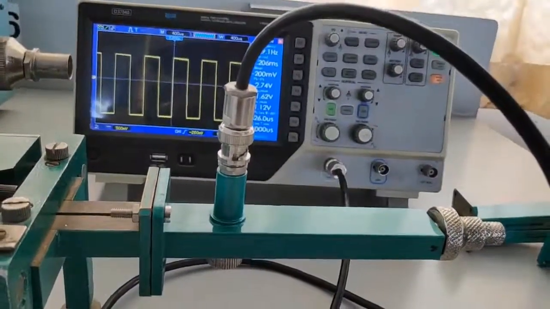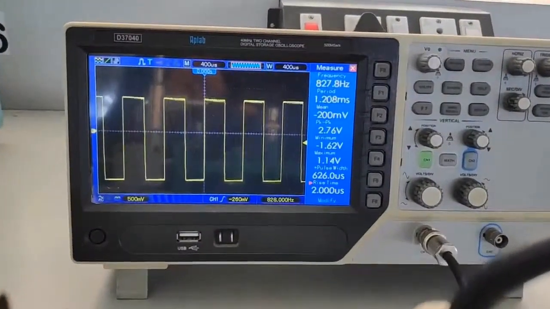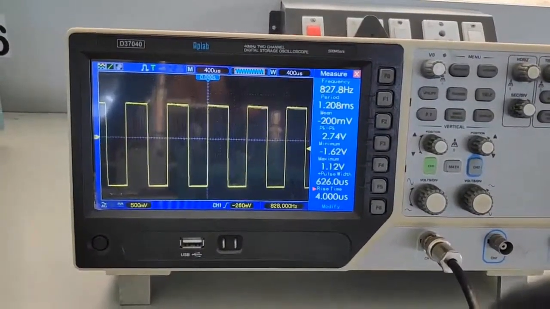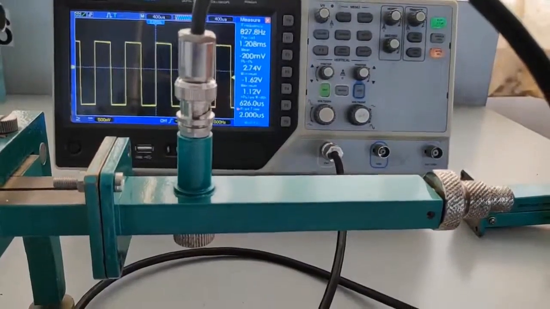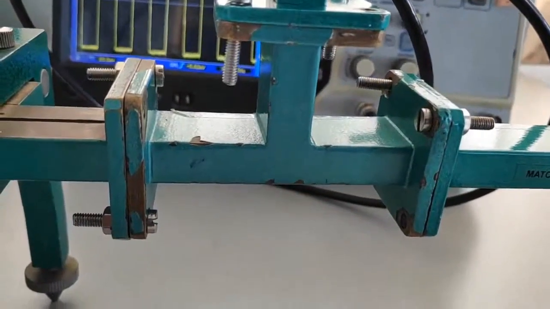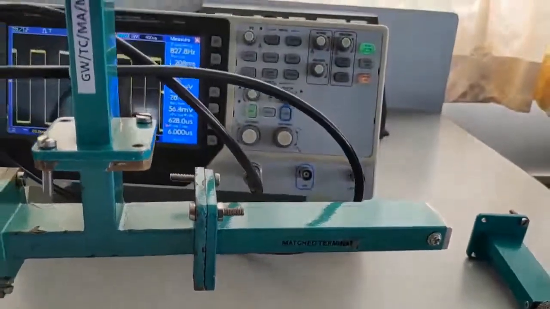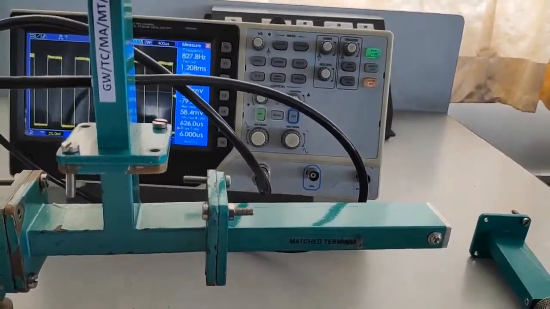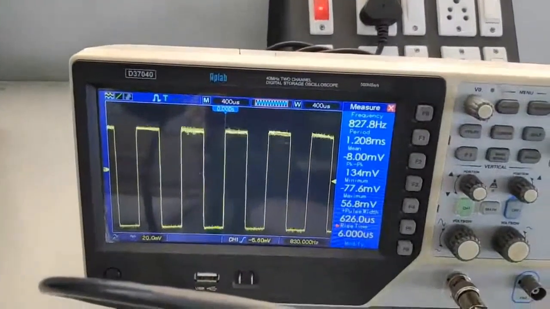First connect the detector mount, generate the mode and set the output to the maximum amplitude, and measure the voltage. The peak to peak voltage is 2.74 volt. Note it down as voltage V1. Now replace the detector mount and connect the E plane T to this point. I have connected port 1 to the input port, and port 2 and port 3 are connected to the matched terminations. Now you can observe the mode.